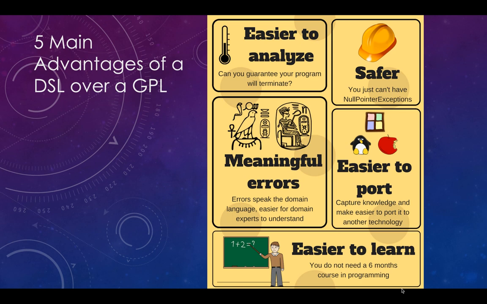And the other main thing is easy to learn. You just need to have domain knowledge. You don't need to have a 6 months course in programming. If you have domain knowledge, that's enough. Because those syntaxes, grammars, errors are all domain specific, it is easy to learn and easy to identify. And the other main thing is the DSL speaks itself for domain experts, hides the technical details and its implementation, and exposes only the information that domain experts can understand.